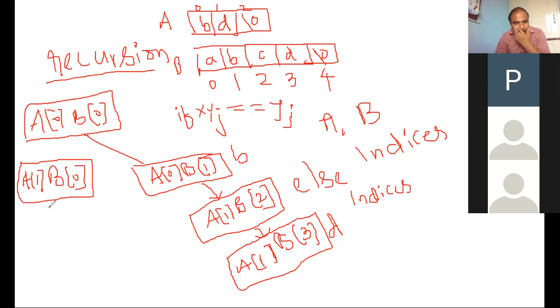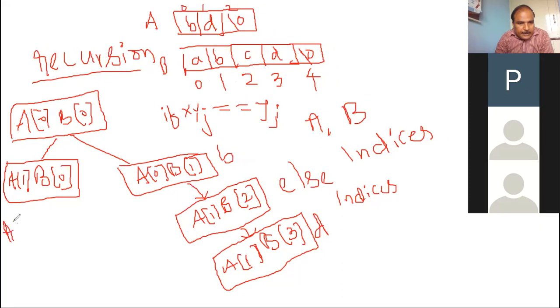So there is no match here. Then what I do is again compare A of 1 and increment A of 2.